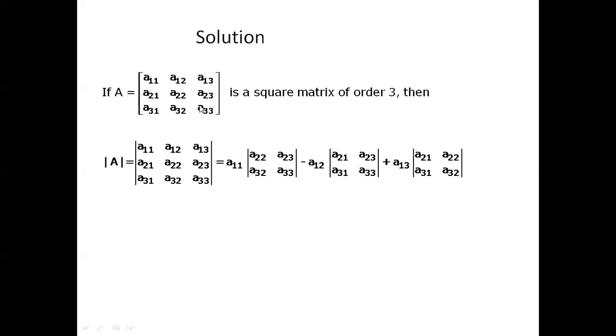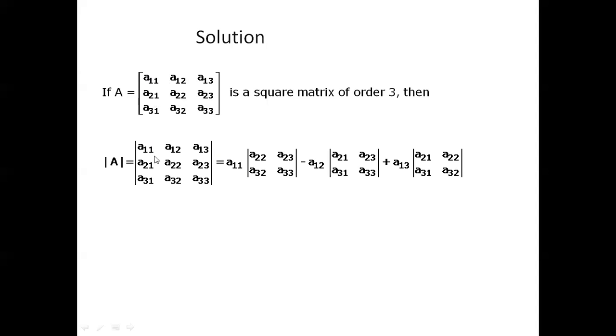Solution for a 3 cross 3 matrix determinant. So the determinant of A is equal to A11, A12, A13, A21, A22, A23, A31, A32, and A33. This is 3 rows and 3 columns.